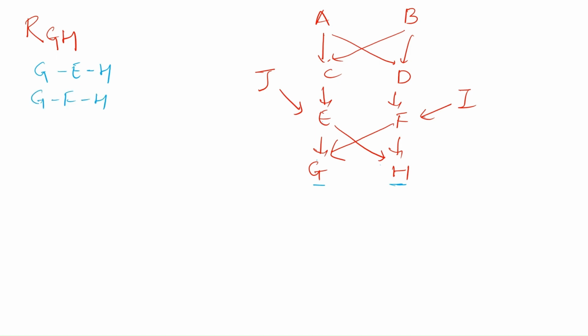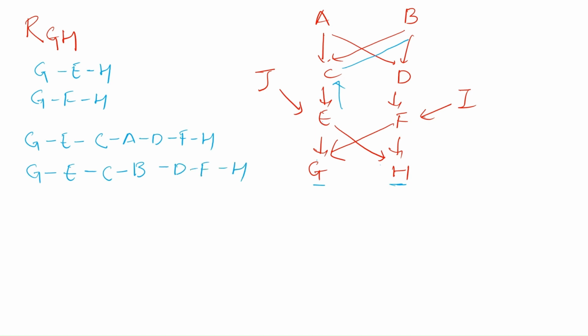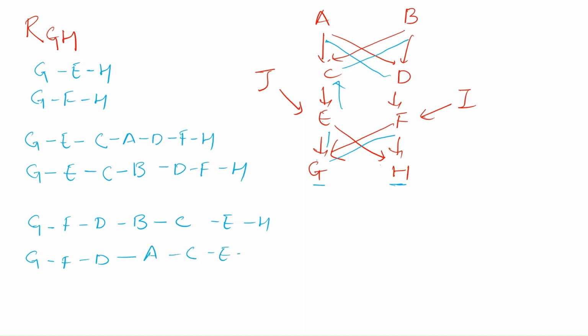Then the path is G, E, then here you see C, A, D, F, H. Similarly, again the path can be G, E, C. From here we can go to B, then D, then F, and then H. Fair enough. One more path, G. Instead of going from E, we can also go for F. So F, then D, then B, then C, then E, and H. Similarly, G, F, D. From here we can cross here A, C, E, and H.